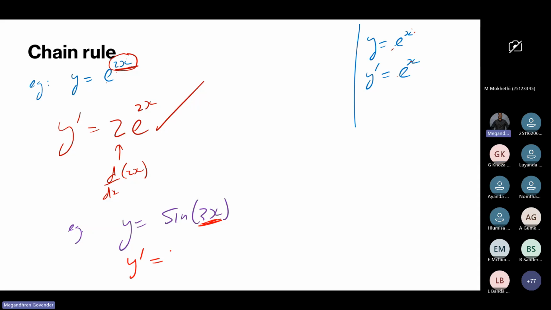Okay, thank you. Well, what's the derivative of 3x? 3. And what's the derivative of sine of something? Cos of something. Oh, lovely. There we go. Is everyone with us here? Is everyone happy with that?